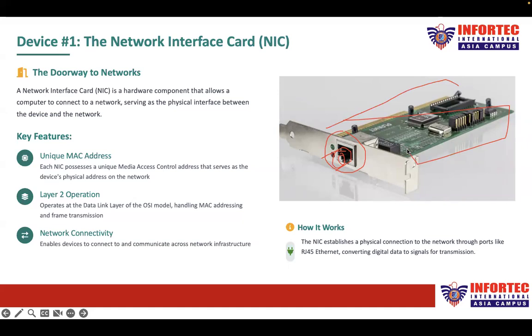A network interface is a hardware component that allows a computer to connect to a network, serving as the physical interface between the device and the network. So your device is the computer or whatever the thing is. You can get the internet connection through this cable. This will automatically connect to the NIC. Then the circuit will work, and through that you can get the internet connection.